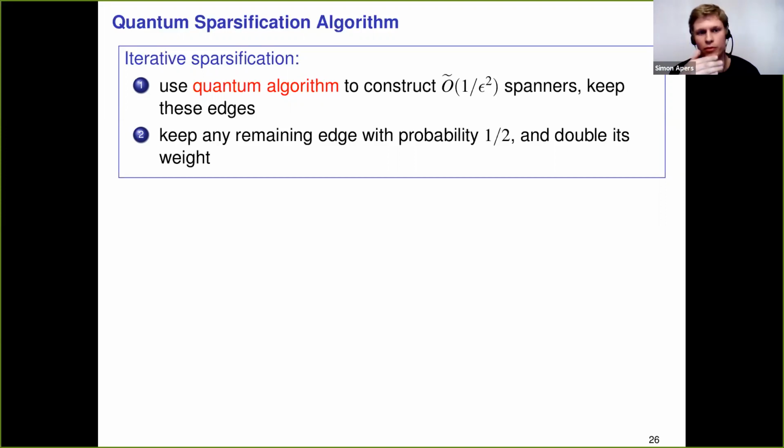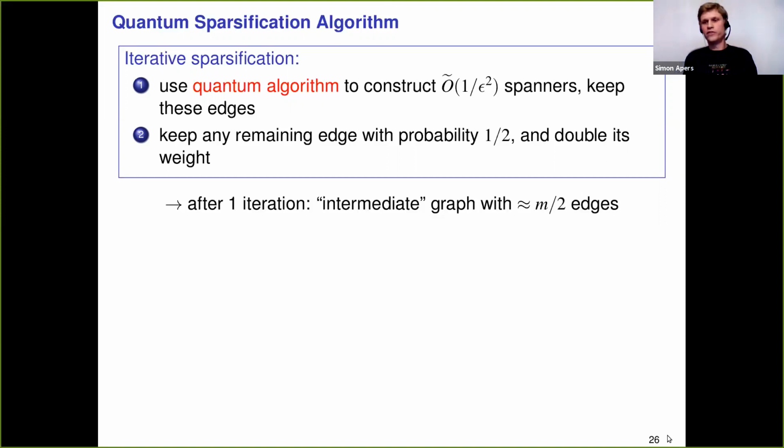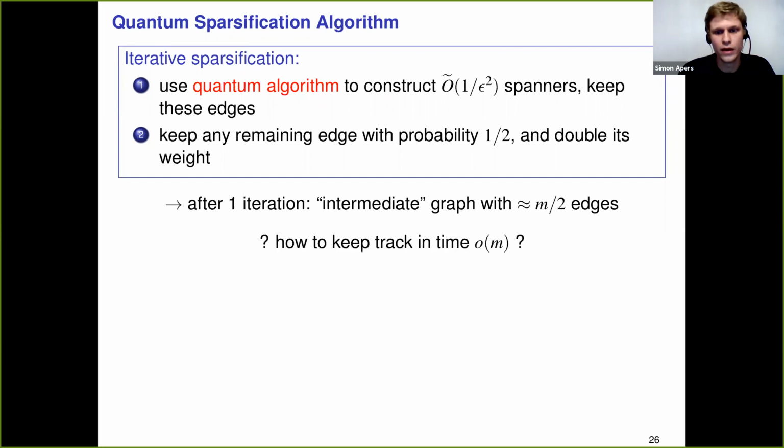But of course, the problem is that this scheme has an iterative nature. So what does that mean? It means that after one iteration, we're still left with most of the original edges, namely we'll have approximately m over 2 edges. And since we're aiming for an algorithm which has a sublinear scaling, we cannot afford to explicitly write down this intermediate graph, whereas classically this, of course, is not a problem. And so it's not completely clear how to resolve this issue, right? How do we keep track of this intermediate graph in small o of m time, so in sublinear time?